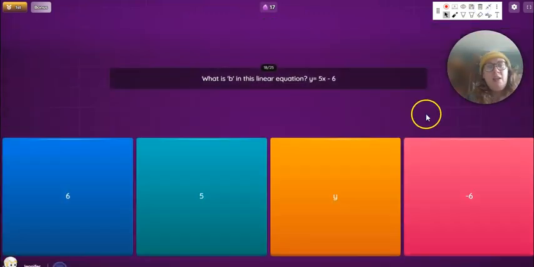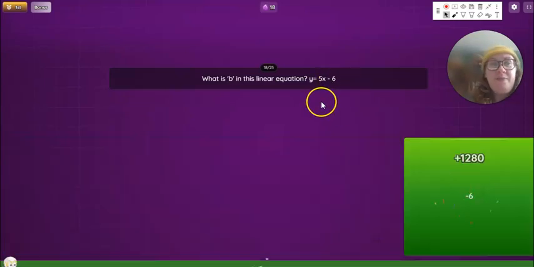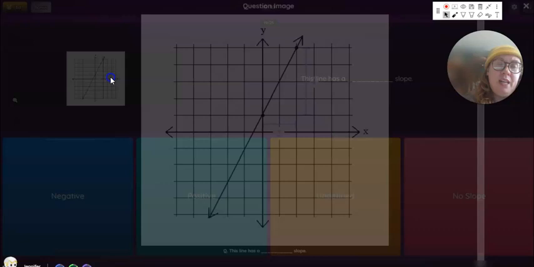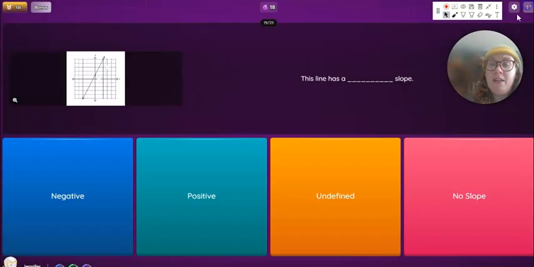Beautiful. What is b in this linear equation? y equals 5x minus 6. 5 in front of x is our slope, so our y-intercept is this negative 6. Beautiful. This line has what type of slope? So if we're looking at it from the most left point to the right point, we're going up, up, up, up, up. It's getting higher. So this is a positive slope.